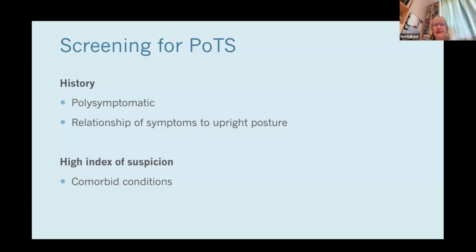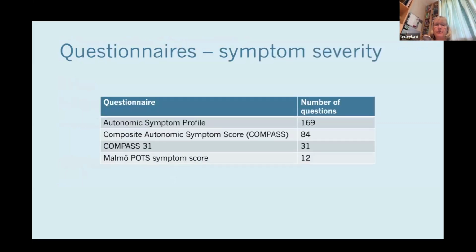And obviously have a very high index of suspicion in these comorbid conditions that I mentioned earlier. Certainly ask about postural symptoms, and some people would argue that you should do a stand test in people with ME CFS.